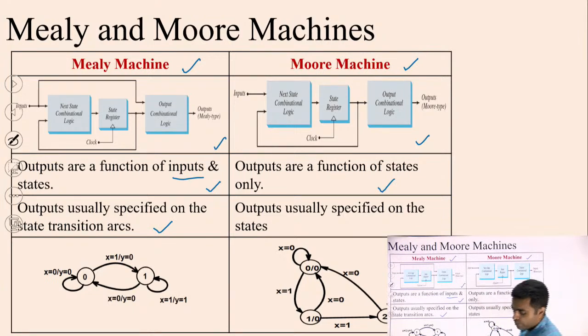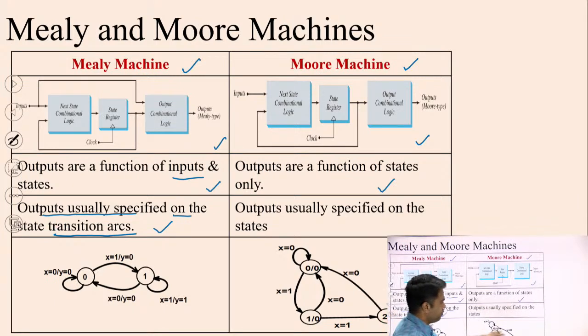This is a new thing which, when we will be covering the circuits and designing the state diagrams, we will see that in those state diagrams, the output is usually specified on the state transition arcs. The output is mentioned graphically in that state diagram.